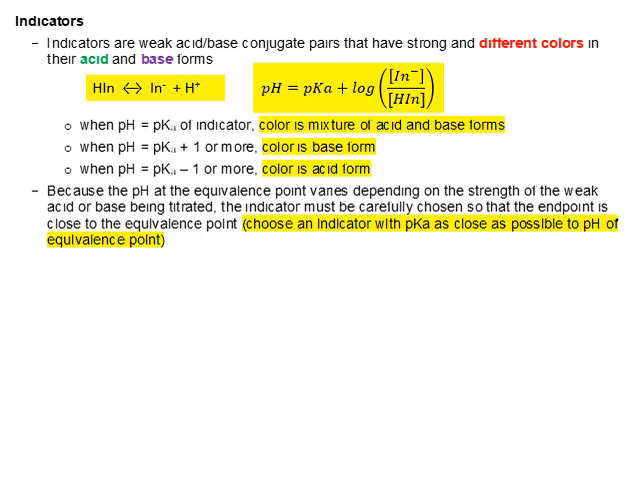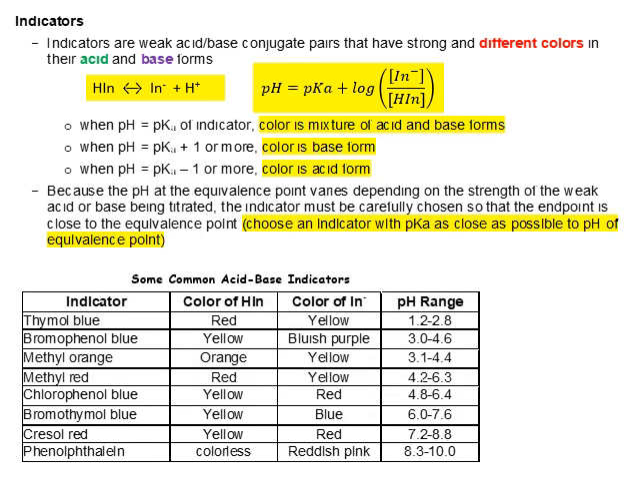There are many chemical species that function as indicators. Some common ones are shown in the table below. Notice that they change colors at different pH values. This is because they have different pKa values.